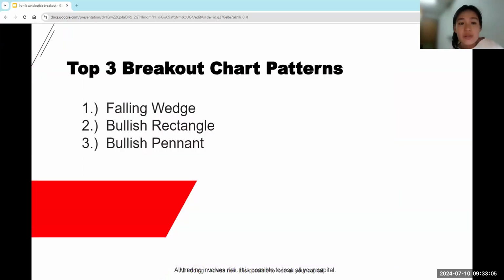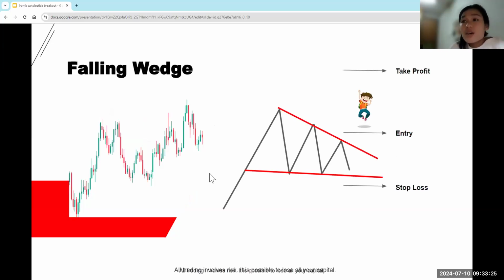Okay, let's look at our top three breakout chart patterns. Firstly, we'll be looking at our falling wedge, then our bullish rectangle, and then our bullish pennant. Okay, so starting off with our falling wedge, this is where we would roughly place your take profit, entry and stop loss levels. I guess these are also kind of your triangles, or I think, yeah, it would be your triangles as well. So in this case, a falling wedge would just be a descending triangle.